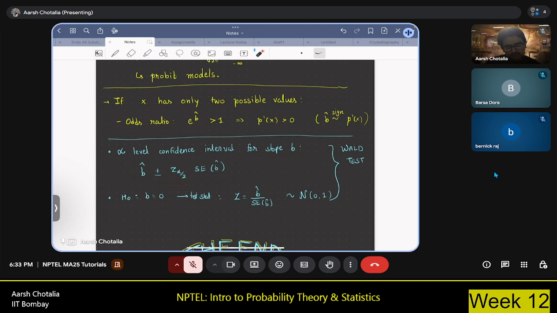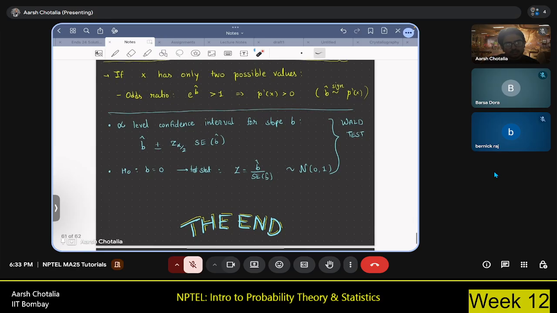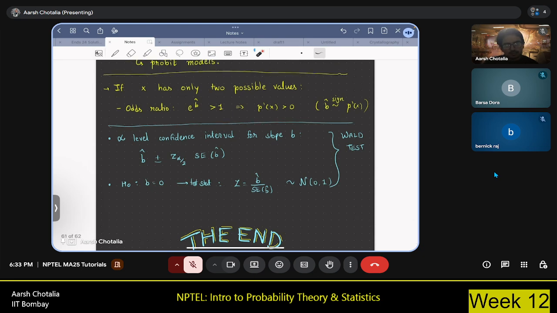All right, so the test statistic would be b cap divided by the standard error in b cap, and that would follow a normal distribution. This is something that is done quite often. It's very popular. That's why it has a name. It's called Wald's test. All right. And yeah, that basically marks the end for not just this week, but the course itself, as far as the content is concerned. So now we'll look at assignments.